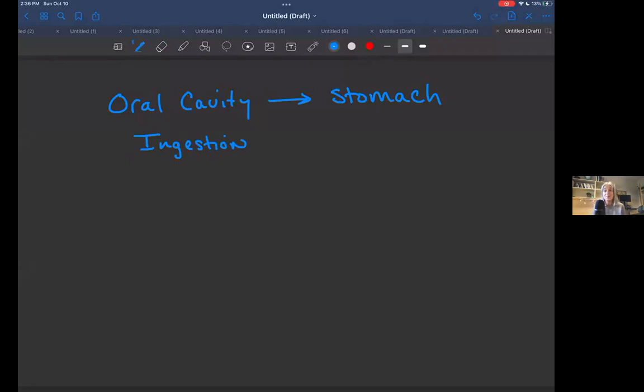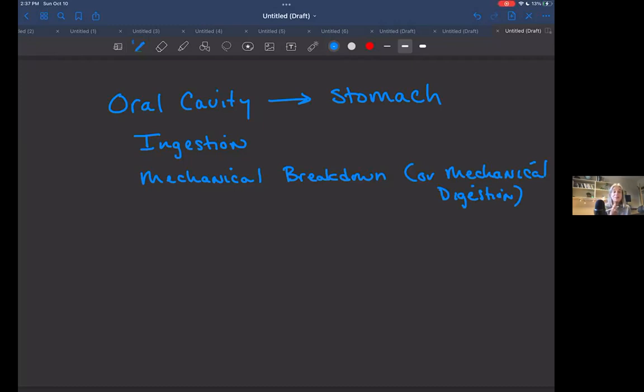One of the things that happens after ingestion is we have mechanical breakdown, or mechanical digestion. We talked about the teeth as having an important role of breaking that food down to create the surface area over which the enzymes can take place. We also have manipulation of the food with our tongue.